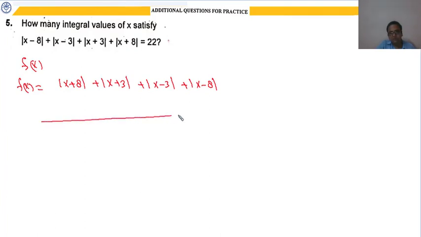Now, we divide the number line at minus 8, minus 3, 3 and 8. So in all we have 5 intervals. When x is less than minus 8, all the mods are negative. Let's try to solve this. When x is less than minus 8, all the 4 mods are negative. We are just drawing the graph of this left hand side.